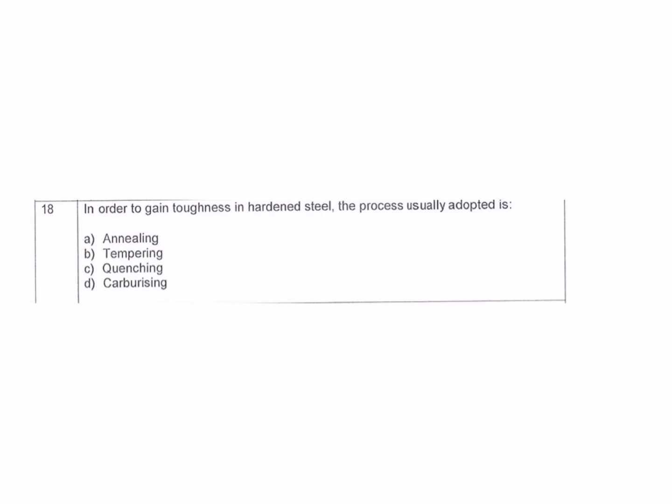Next question, in order to gain toughness in hardened steel, the process usually adopted is what? In order to gain toughness in hardened steel, the methods from the options are annealing, tempering, quenching and carburizing. B is your correct answer, tempering.